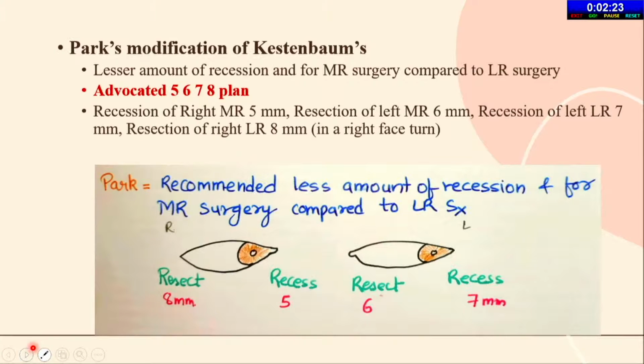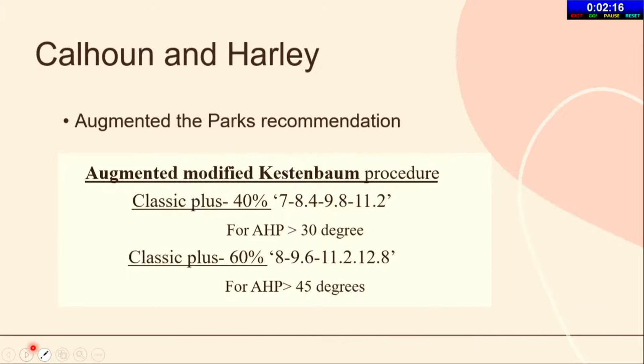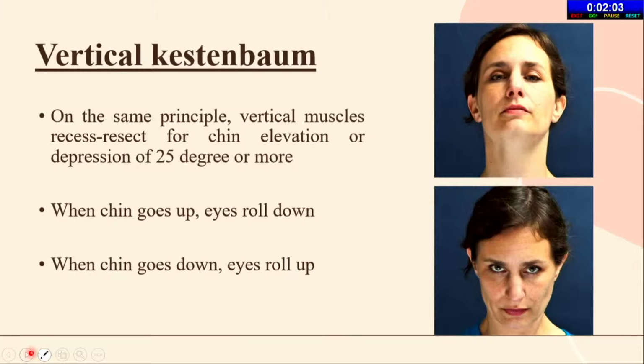Then there is Park's modification. Instead of the 5 millimeter Kestenbaum procedure, they advocated this 5, 6, 7, 8 plan. Then the Calhoun and the Harley procedures augmented Park's procedure by 40% and 60% respectively for 30-degree and 45-degree anomalous head posture. Similarly, the vertical Kestenbaum is also based on a similar principle. And what we have to remember here is that when the chin goes up, the eyes roll down, and when the chin goes down, the eyes roll up.